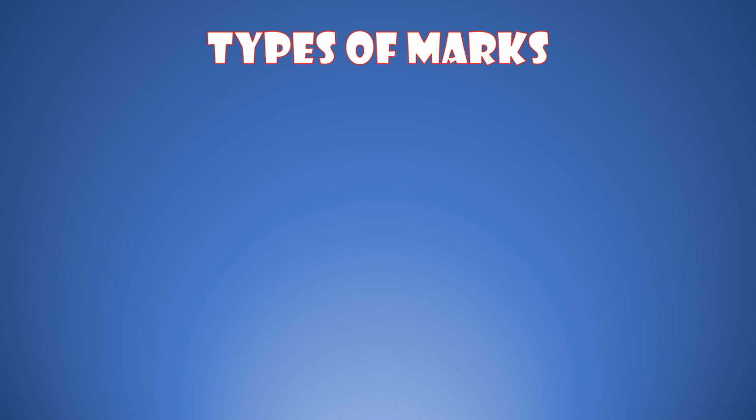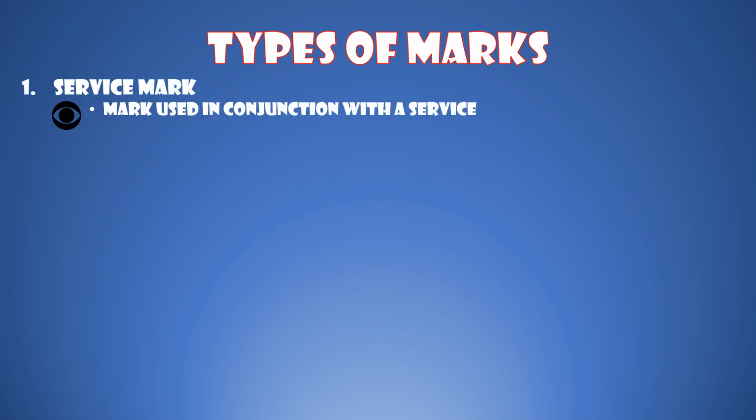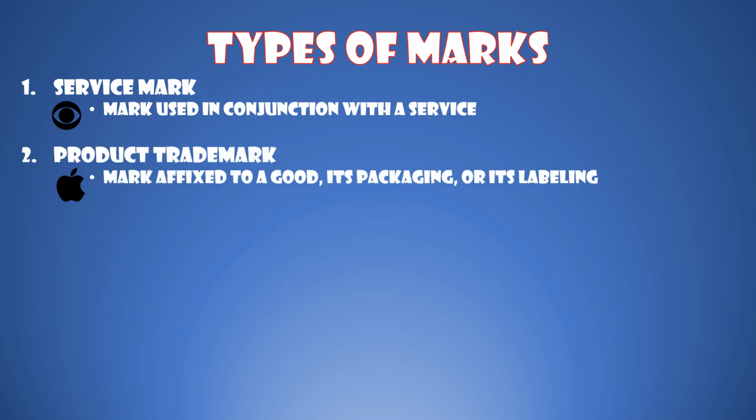There are several types of marks that are used to identify products. First, we have a service mark. A service mark is used in conjunction with a service. Second, we have a product trademark. This is affixed to the good, its packaging, or its label.